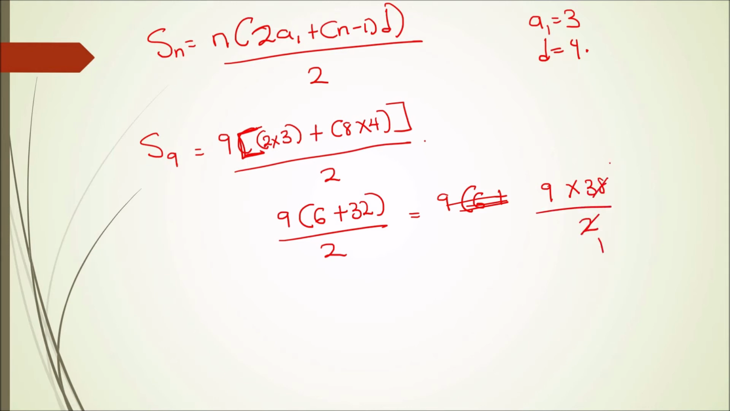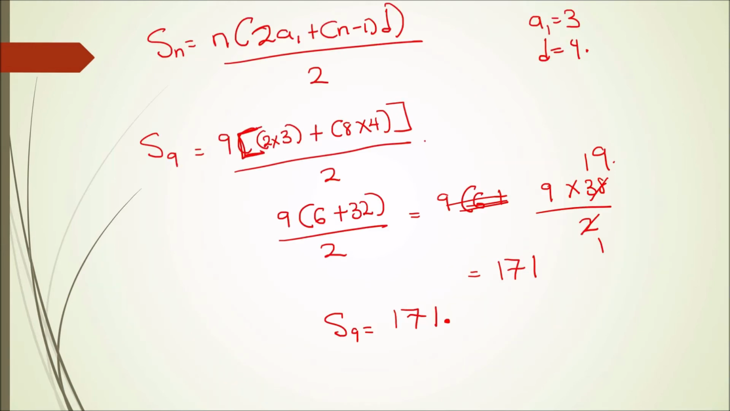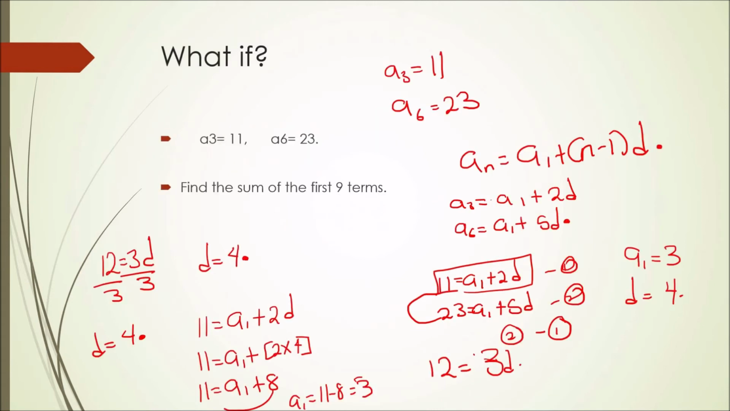2 goes out here. We have 9 times 19. And what is 9 times 19? That should be somewhere about 171. Yes. So we should get 171. So the sum of the first 9 terms in this sequence should be 171.